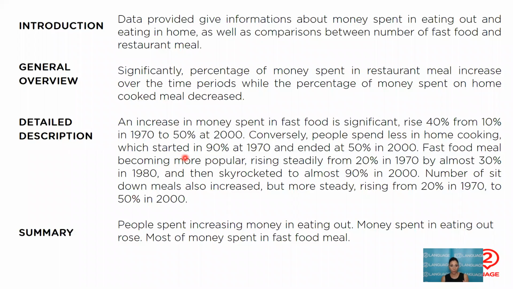Now, there's one more mistake. This one here. The number of sit-down meals also increased, but more steady. What's the mistake here? This is what we call a word form mistake. That's more of a vocabulary mistake rather than grammar. So steady is an adjective, but it should be an adverb because it's describing the verb. So yes, it should be steadily.